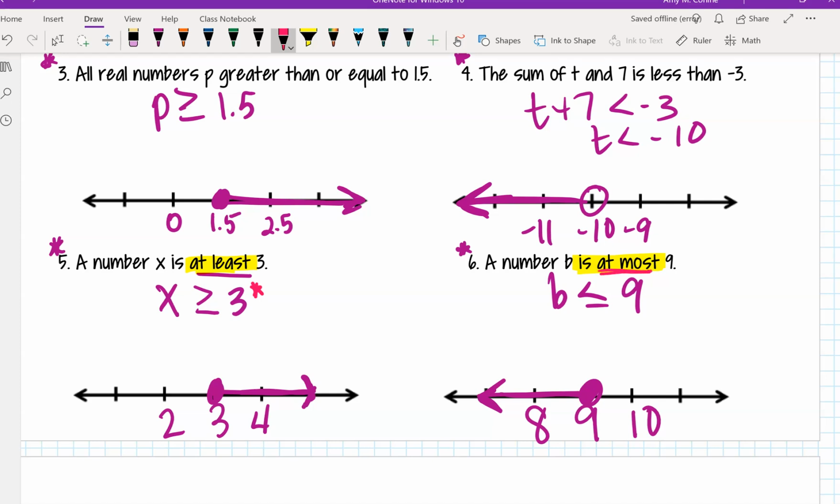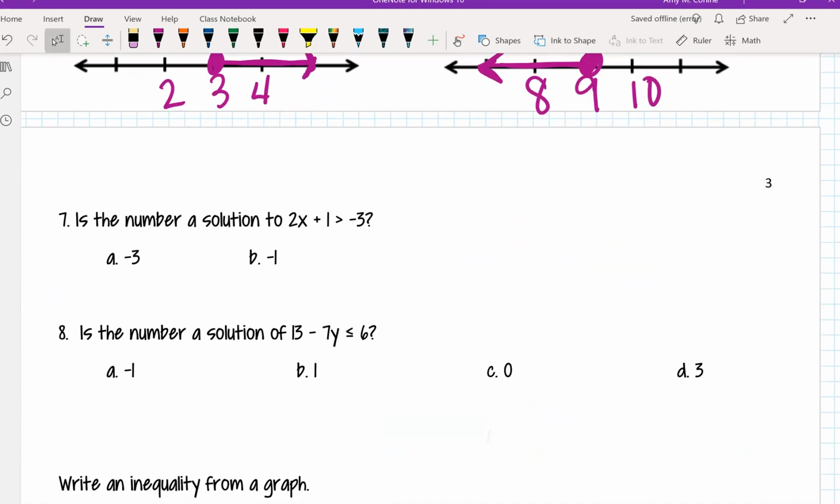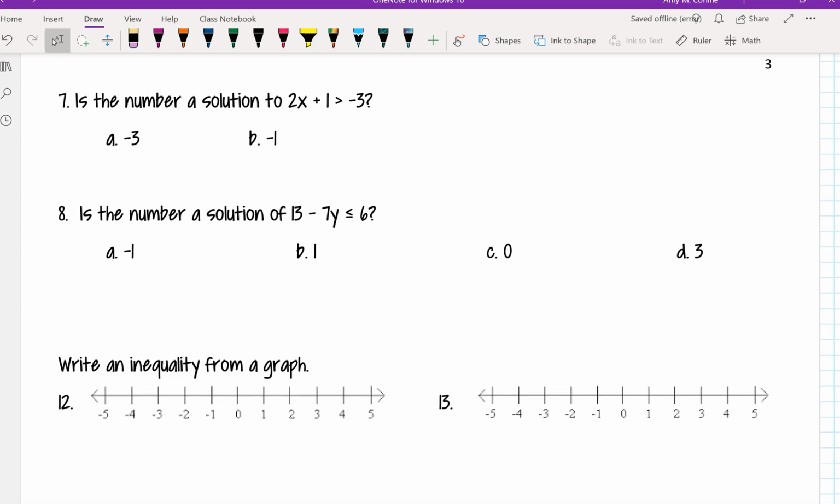So could you have less than 20? Yeah, so I could have 10, but if I'm guessing, maybe I have at most $20. So for number 6, at most means less than or equal to. Okay. So moving along, we just have a bunch of practice problems.